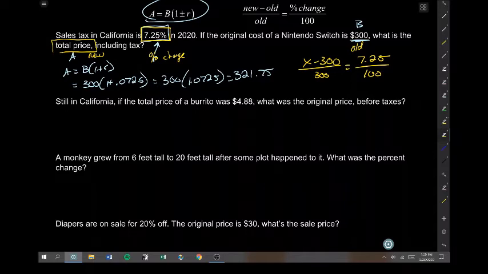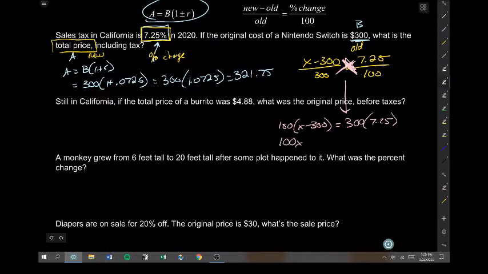Okay, to solve this I cross multiply, and the cross multiplying has some distribution. So I'm going to work it out down here and then erase it all later. When I do 100 times x minus 300, I have to distribute that 100. Then 300 times 7.25 is the other side. So that becomes 100x minus 30,000 equals whatever 300 times 7.25 is. $21.75.